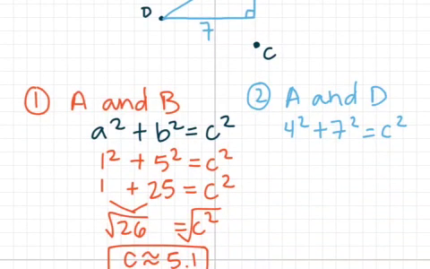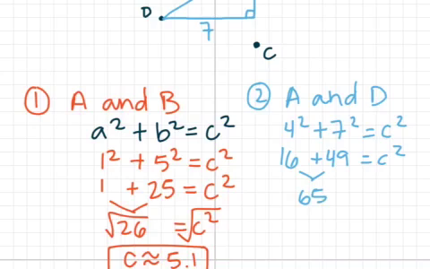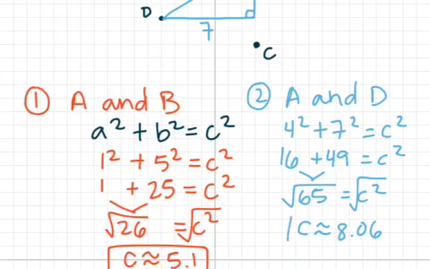And now the process is just the same. I'm going to square those values, add them together, which when I add those together I get 65. And then I can square root. And when I square root that on my calculator, I get that c is about 8.06. So there's that exact distance.